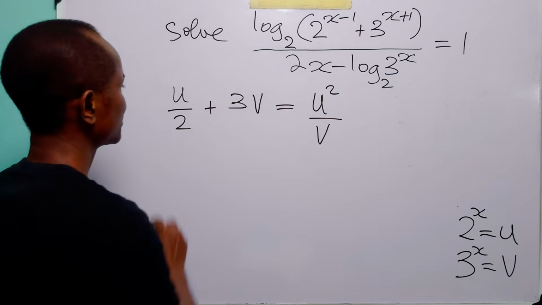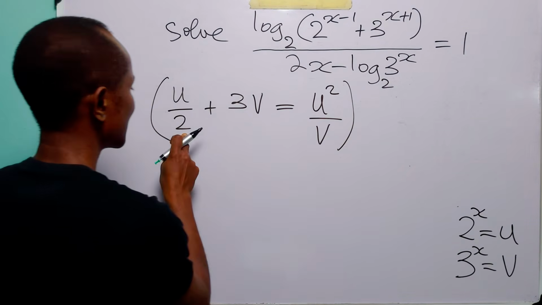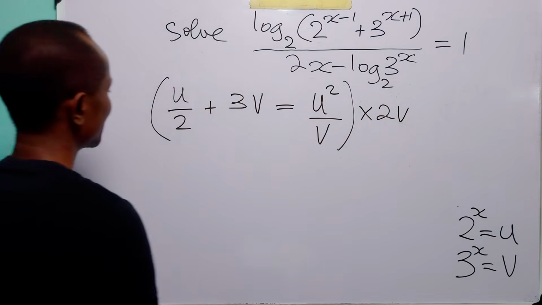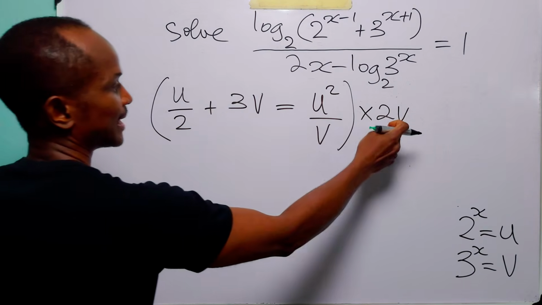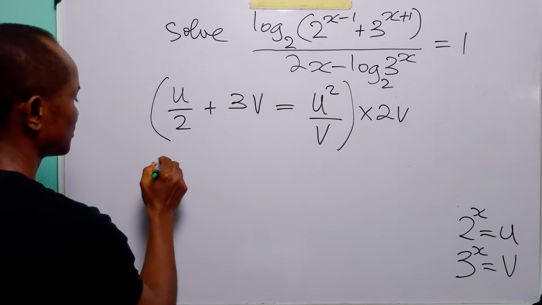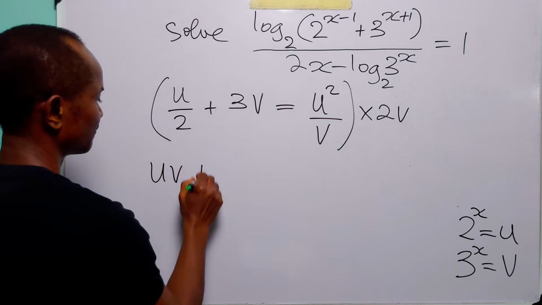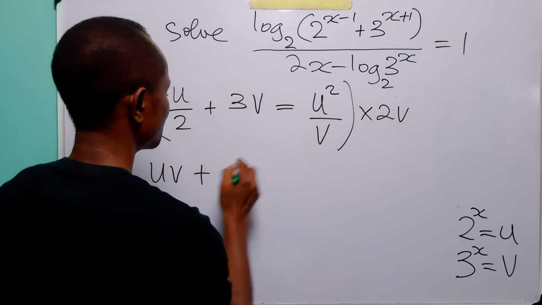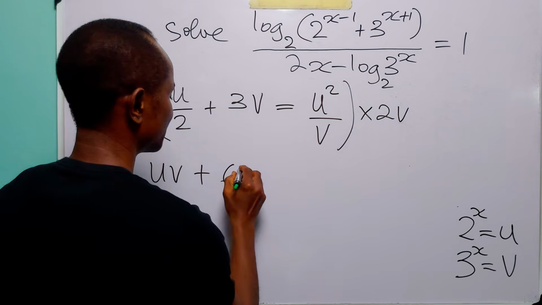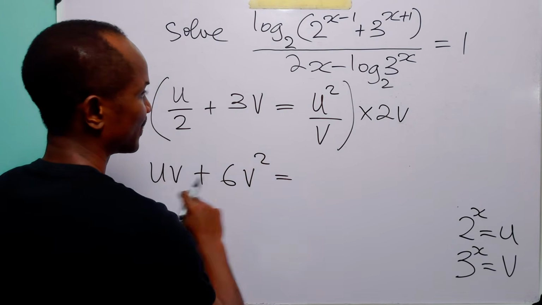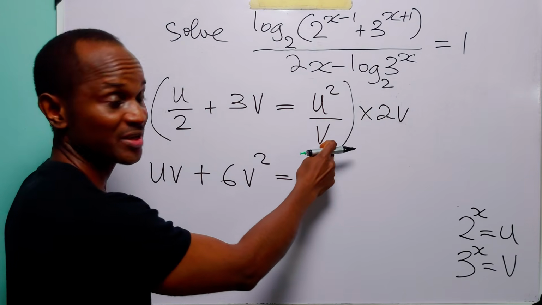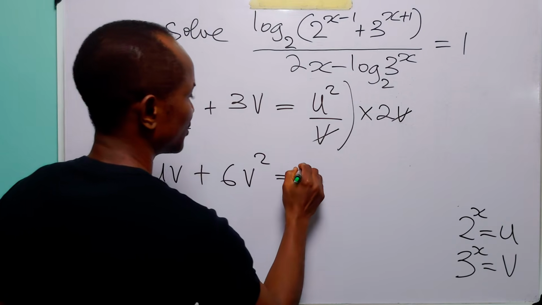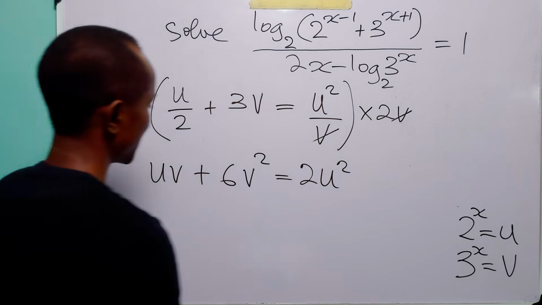Now, to simplify this equation, let us multiply through by 2 times v. So, u over 2 times 2v is equal to uv. 3v times 2v: 3 times 2 is 6, and v times v is v squared. And u squared over v times 2v, this, of course, is going to cancel that, leaving us with 2u squared.